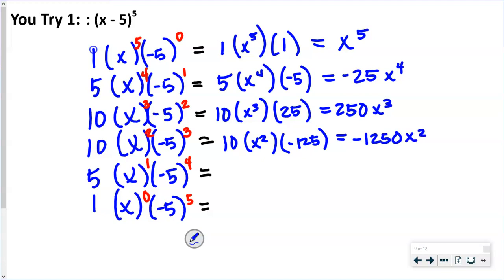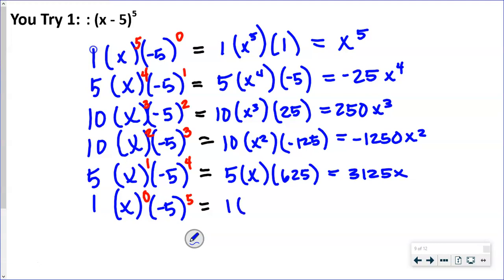So next one, 5, and we got our x to the 1st. And now we're multiplying negative 5 times negative 5 times negative 5 times negative 5, or negative 5 to the 4th power, which is now positive. Now remember, anytime we have a negative number and we take it to an odd degree, it's going to stay negative. But if we take it to an even degree, it's going to become positive. So now 5 times 625 is 3,125 x.